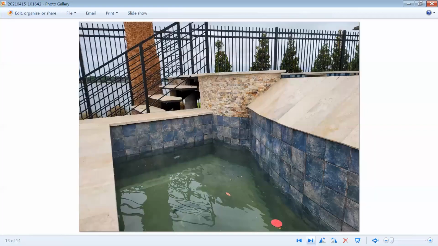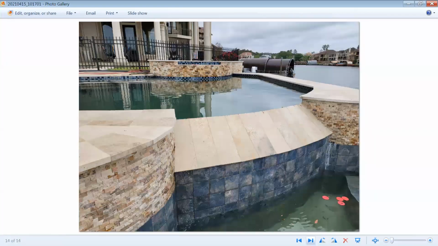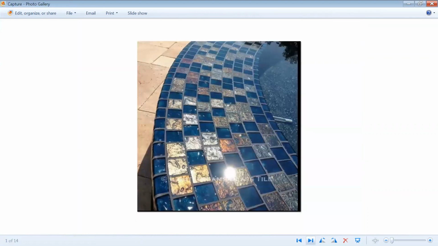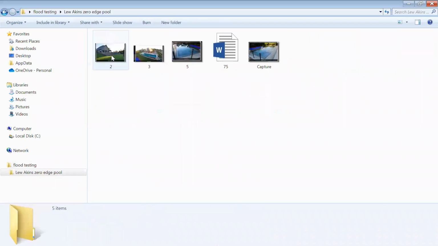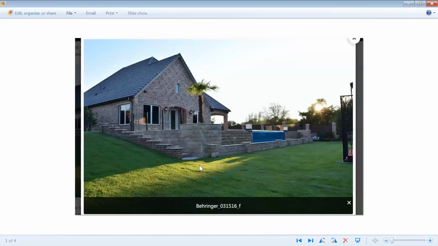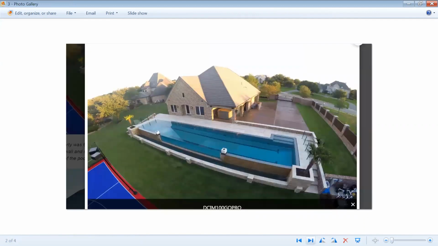Now, let's talk about the flood test. So we flood tested it mainly to make sure it held water, and secondly, to make sure that the edge was actually level. So I'm going to show you now a completely different pool, which is one of Lou Aiken's zero edge pools. And unfortunately, this video of the pool construction was removed from the YouTube channel, and it was 28 videos of Lou Aikens describing the different phases of constructing this pool.